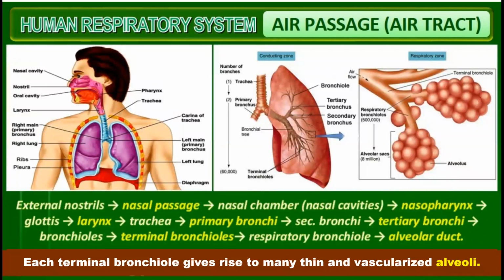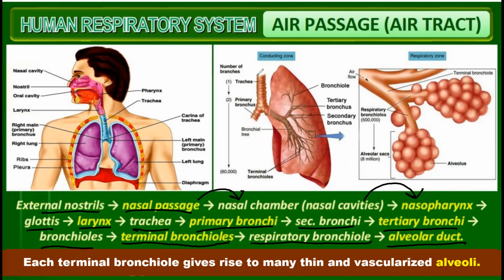These are the parts of the air passage, which includes the external nostrils. From the external nostrils to the nasal passage. From the nasal passage, air reaches the nasal chamber. From there, it reaches the nasopharynx, glottis. It passes through the larynx, trachea, primary bronchi. Then it reaches the secondary bronchi, tertiary bronchi, bronchioles, and finally the terminal bronchioles, the respiratory bronchiole, and finally the air reaches the alveolar duct.